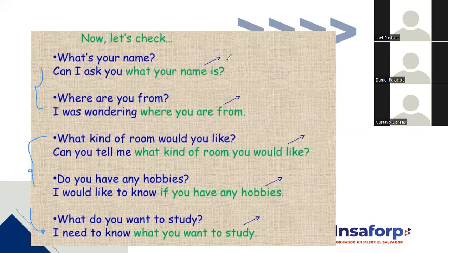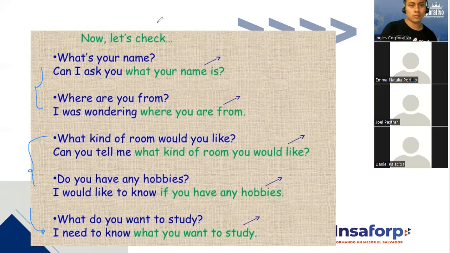What's your name? Can I ask you what your name is? Where are you from? I was wondering where you are from. Okay, the third one. What kind of room would you like? Can you tell me what kind of room you would like? Do you have any hobbies? I would like to know if you have any hobbies. What do you want to study? I need to know what you want to study. Awesome. Thank you so much.